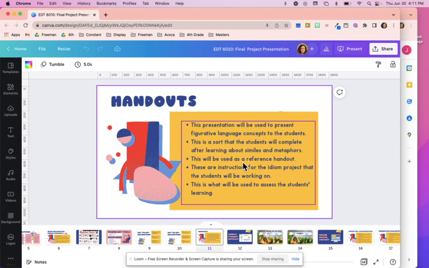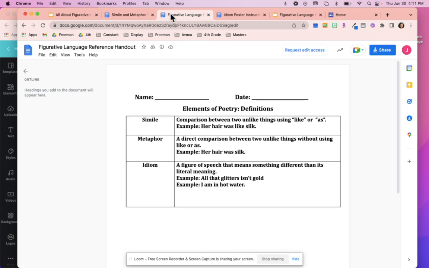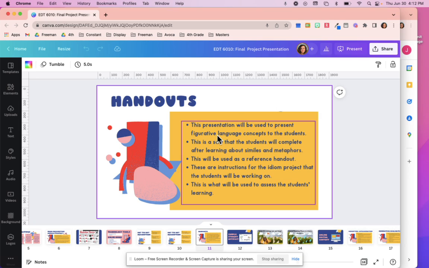We also are going to provide students with a reference handout that they can use. So we are introducing similes and metaphors one day, idioms the next day, and we're going to provide students with this handout just so that they can have a reference when they're completing their work, because we're not assessing if they can identify these things right after we teach them. We want them to have a reference while they're learning.